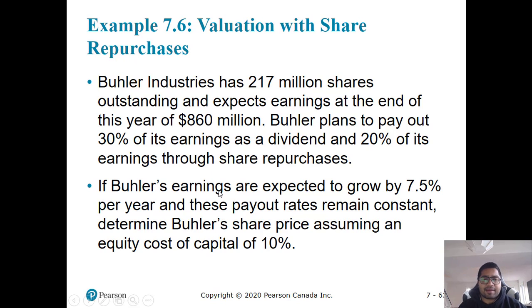So let's take an example and understand it. This company has 217 million shares outstanding and expects earnings at the end of the year to be 860 million. It plans to pay out 30% of earnings as dividends and 20% of earnings through share repurchases. If the earnings are expected to grow by 7% per year and these payouts remain constant, determine the share price assuming a cost of equity of 10%.